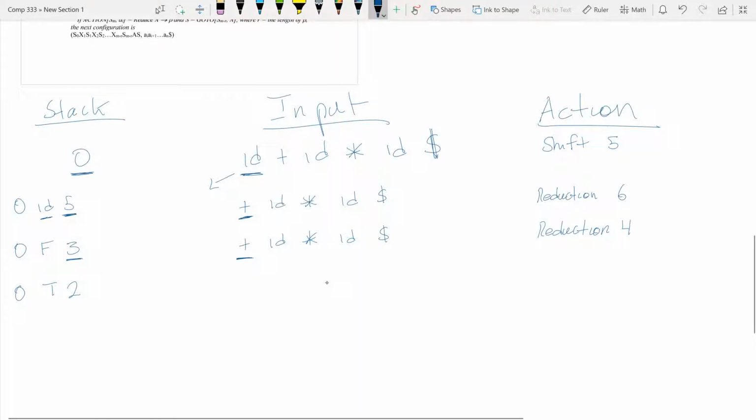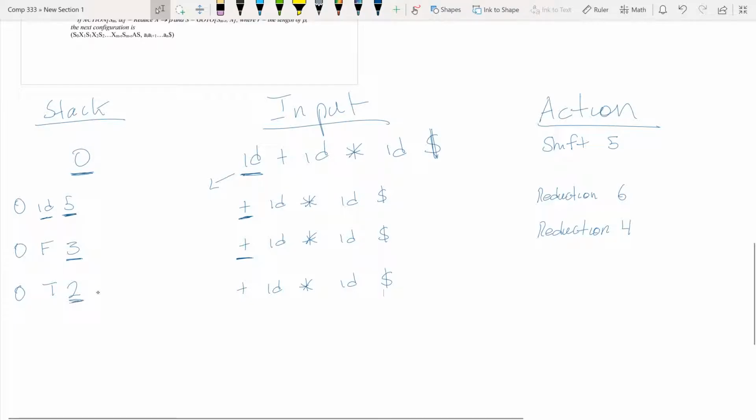And now we copy all the stuff down. With reduction, we don't bring anything over. Up here, when we did shift, the ID got brought over. For reduction, you just copy everything down. So you get plus, ID, multiplication, ID, and dollar sign.